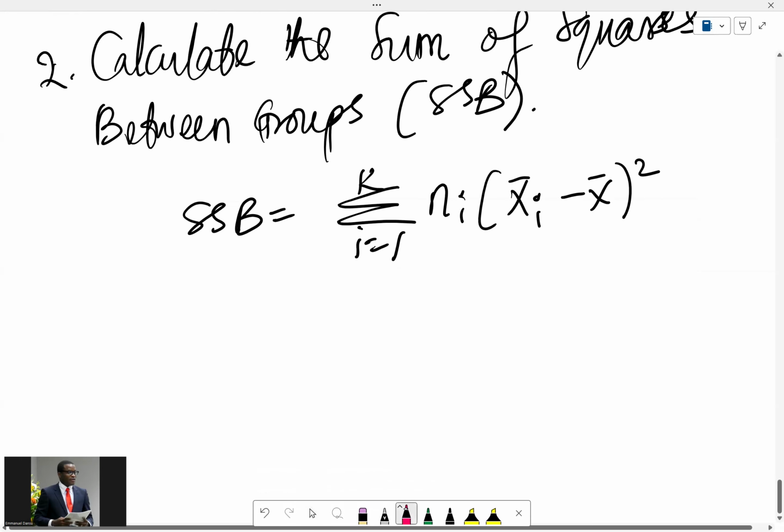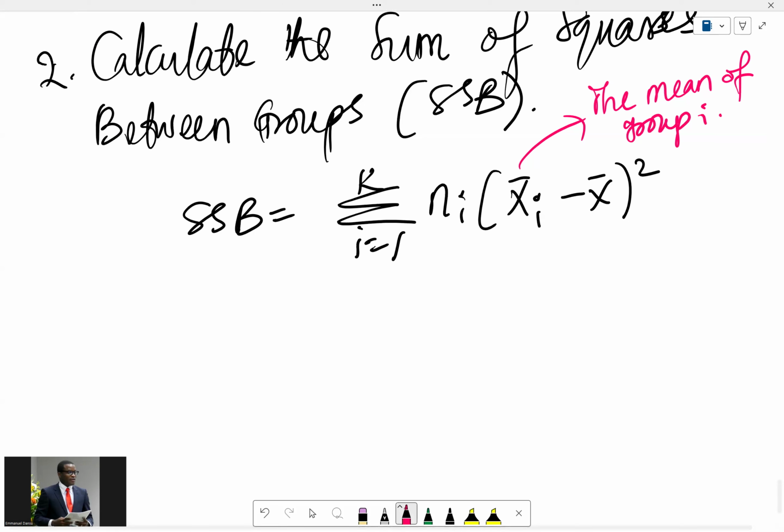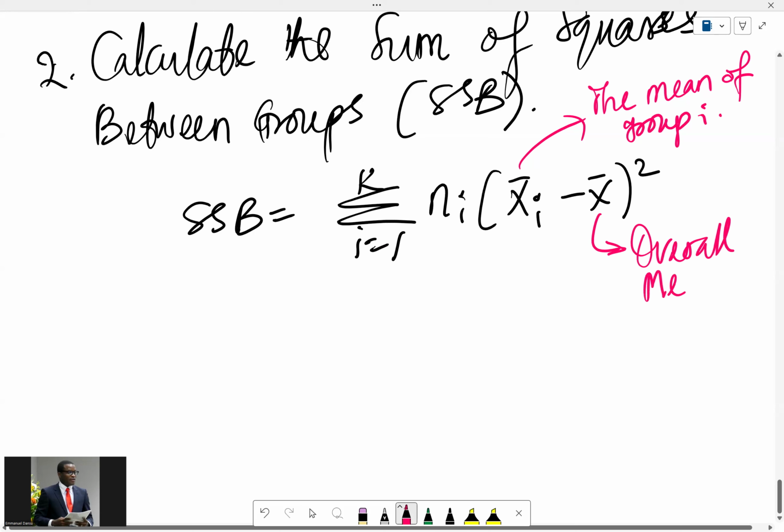Here, xi bar is the mean of group i. So if you have group 1, that would be x1 bar, group 2, x2 bar, group 3, x3 bar, group 4, x4 bar, and so on. Whereas x bar itself is the overall mean. And ni is the number of observations in group i.